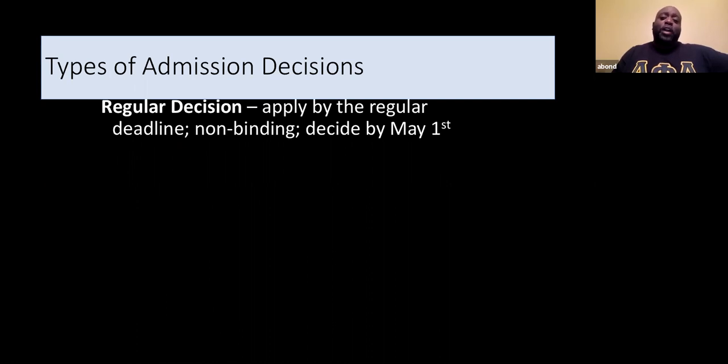Because you've got to remember with colleges, they have to make sure they have enough dorm space. They have to make sure they have enough space for classes. Spacing is everything. So some of them are binding and some are non-binding. So a regular decision, you apply by the regular deadline. Non-binding, the notification date is usually May 1st.